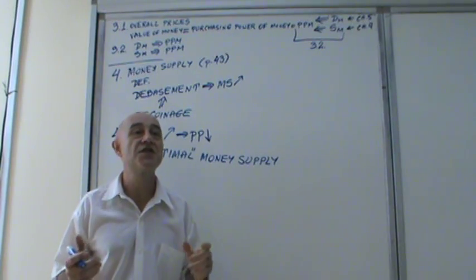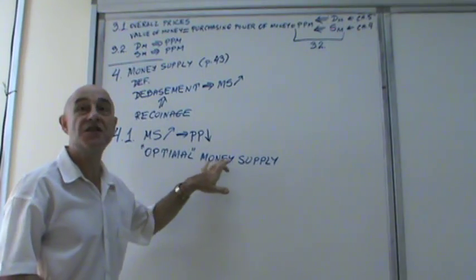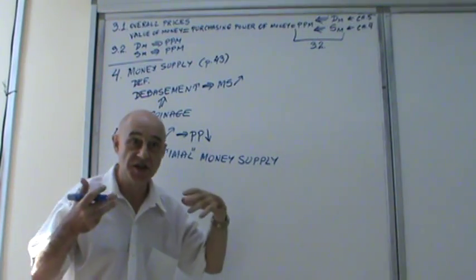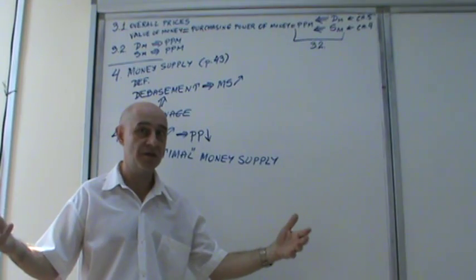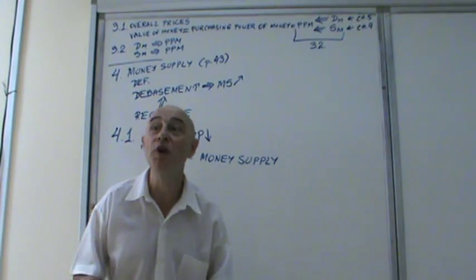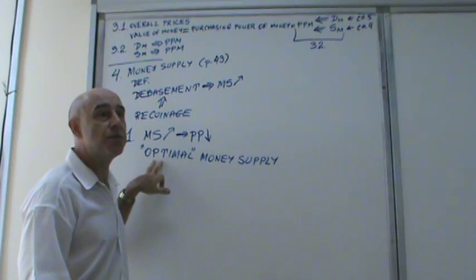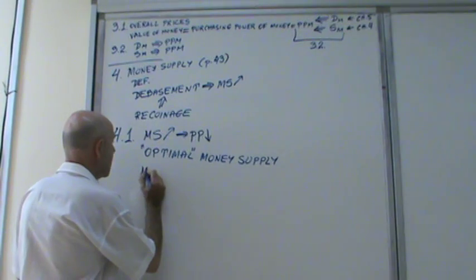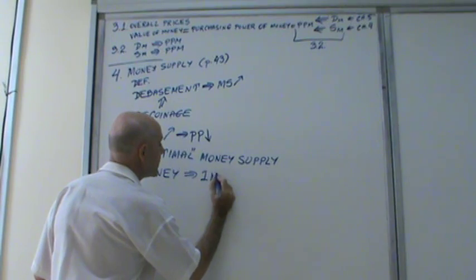And there is a surprising answer. Any money supply is optimal. Any money supply is good. If you just put in $1 billion, the economy will run with $1 billion. If you put in $1 trillion, the economy will run with $1 trillion. Any money supply is optimal. In other words, money serves the function of indirect exchange.